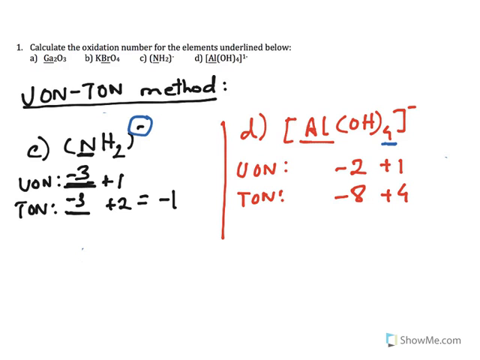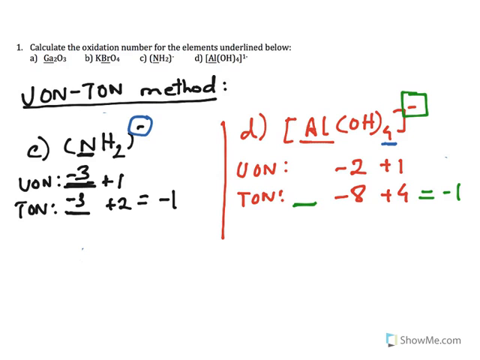Next, we look at the charge of the overall compound. We see that it's just a minus over here, so we can say that this is going to be equal to -1. Now, what number being added to -8 plus 4 should give us -1? It's going to be +3.